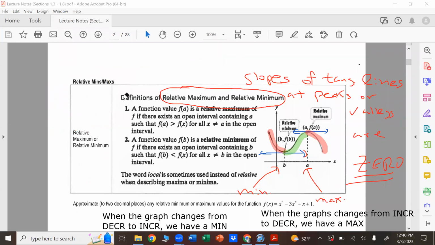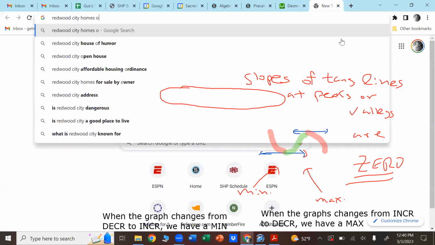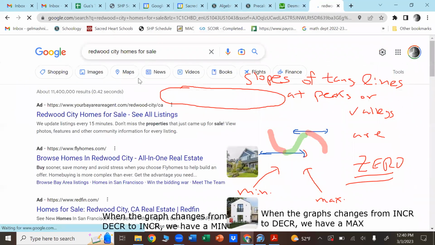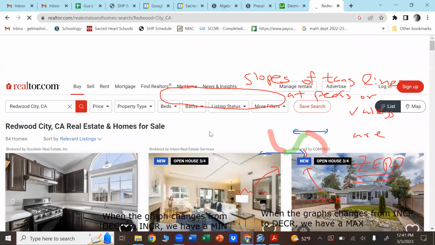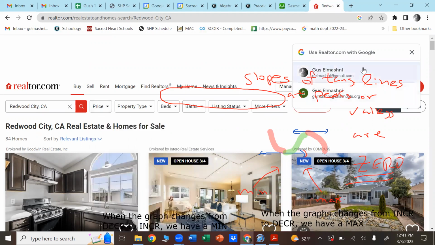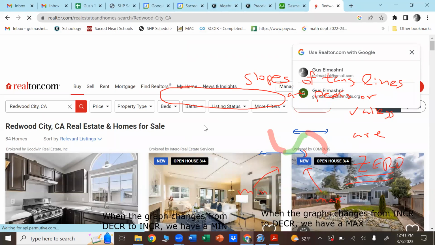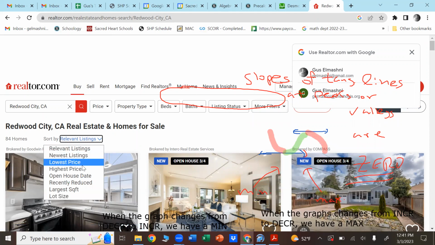So this is a fun little exercise. Let's go to Zillow. I love Zillow. Let's search Redwood City homes for sale. Redwood City is just 10, 15 minutes north of here, right? We're starting to get into that season, and let's sort. Okay, here we go.